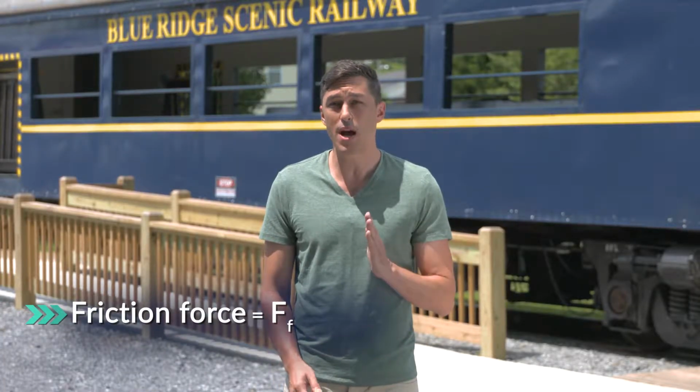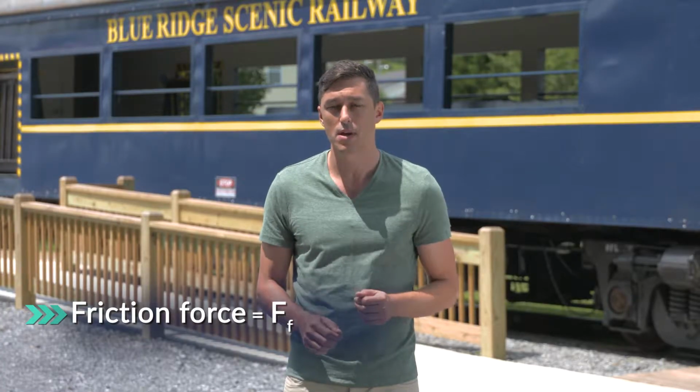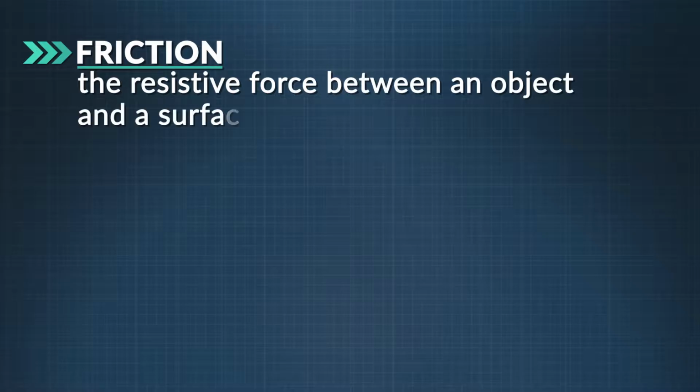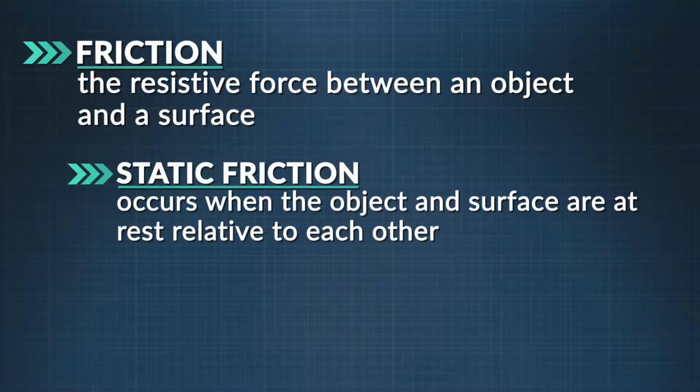Friction happens when one object rubs against another and there's some resistance between the two. So friction is the resistive force between an object and a surface. Friction can occur when both of these objects are at rest. That's a type of friction called static friction. It's the force between two objects that resists motion.